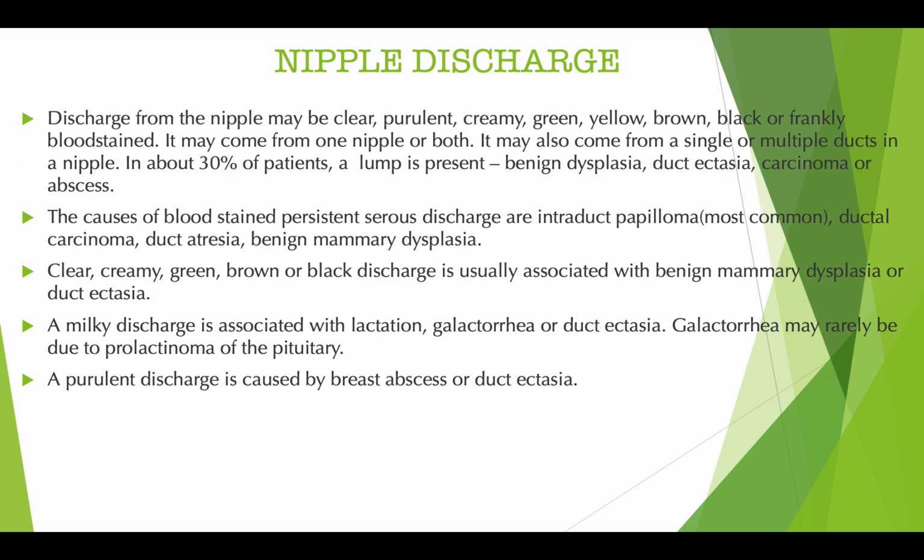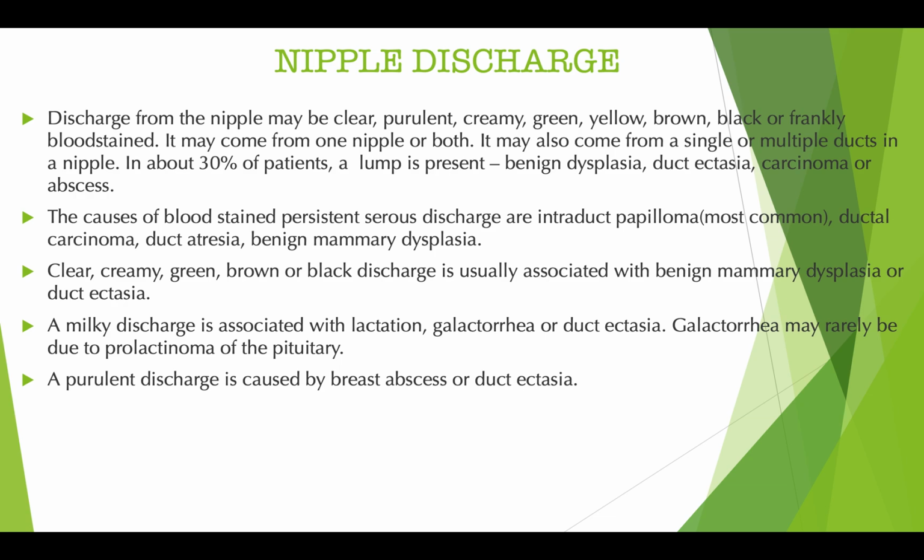So let's go to nipple discharge. Discharge from the nipple may be clear, purulent, creamy, green, yellow, brown, or frankly blood-stained. It may come from one nipple or both. It may also come from a single or multiple ducts in a nipple. In about 30% of patients, a lump is present. Causes include benign dysplasia, duct ectasia, carcinoma, or abscess.